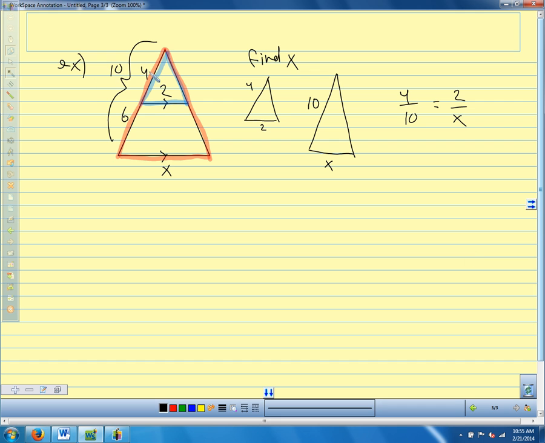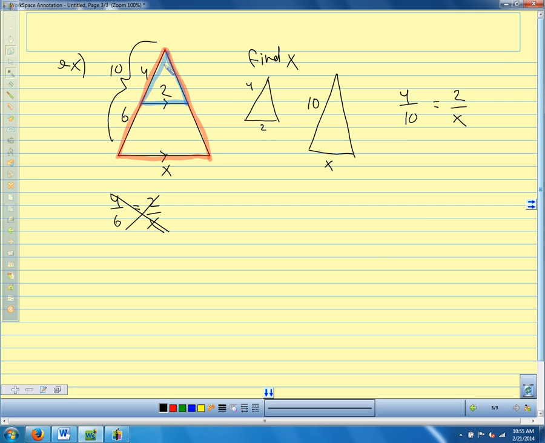What students normally want to do here is say 4 over 6 equals 2 over x. You want to compare this and this, and that and that. Well, the 6 isn't the length of the whole side, so we don't want to do that. So break it up into two pieces. We set it up the right way.